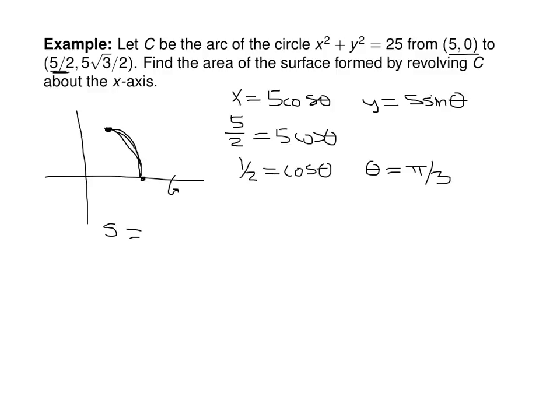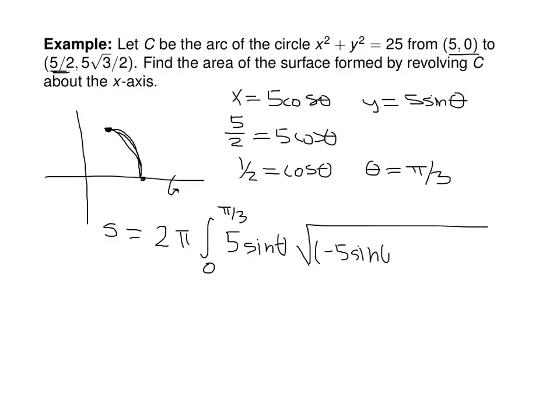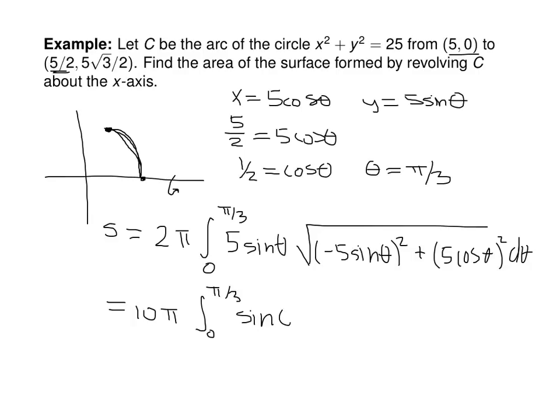So my surface area, given by rotation about the x-axis, is 2 pi times the integral from 0 to pi thirds of 2 pi g, which was the y, 5 sine of theta, times the root of negative 5 sine theta quantity squared plus 5 cosine theta quantity squared d theta. So that will actually be 10 pi times the integral from 0 to pi thirds of sine of theta times 5. And that's because this really is 25 sine squared theta plus 25 cosine squared theta. When you factor out the 25, it roots to 5, and then sine squared plus cosine squared is 1. Whew, thank God, something easy.